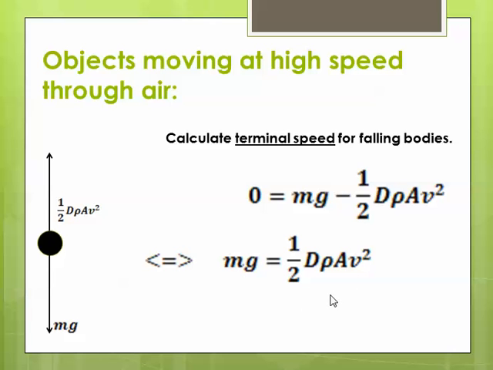Now if I take this equation times 2 and divide by d, rho and a, then I've got an equation for v squared. So v squared is given by 2mg divided by d rho a. So the terminal velocity depends on the mass, but also on the drag coefficient, on the density of air, and on the cross-sectional area with respect to the flight direction. Now I can reformulate this equation and say the terminal velocity is given by the square root of 2mg divided by d rho a.